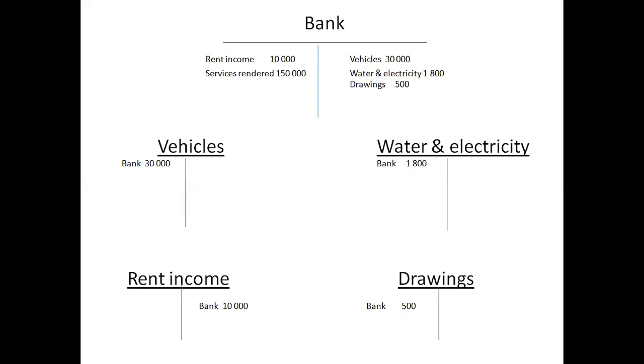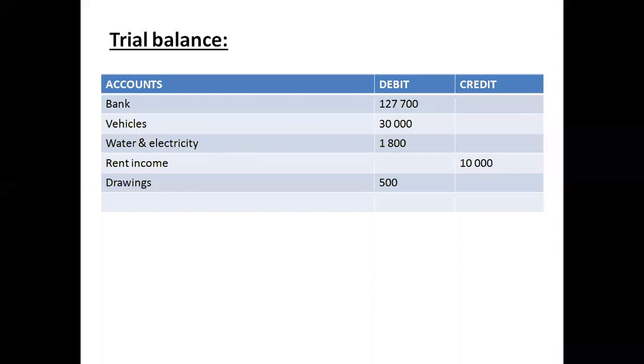The only problem that you have at this stage is bank, because bank has entries on both sides. So how do you work with bank? You take your debit side, you add it up, you minus your credit side, and the difference that you get will go towards the trial balance, and at this stage that will definitely always be on the debit side.